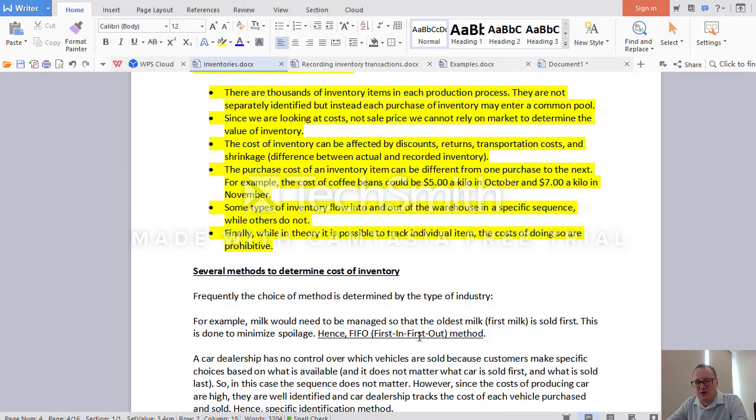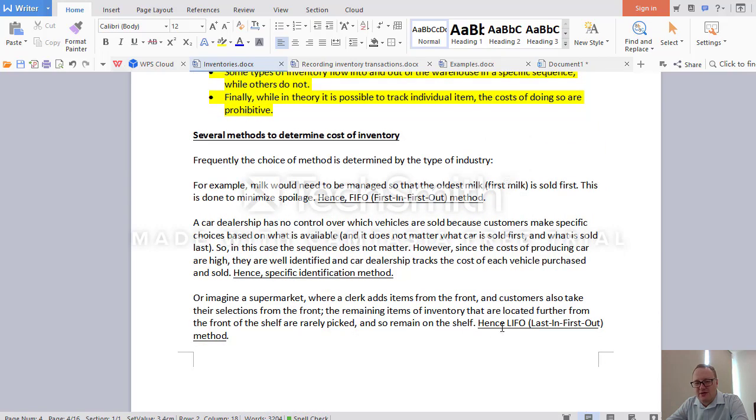In contrast, there is LIFO, last in, first out. So you will first sell those inventory items that were purchased last. In other words, just recently. You purchase these inventory items just recently and you sell them first. Whereas with FIFO, you are selling first those old inventory items that were purchased, say, at the beginning of the year.